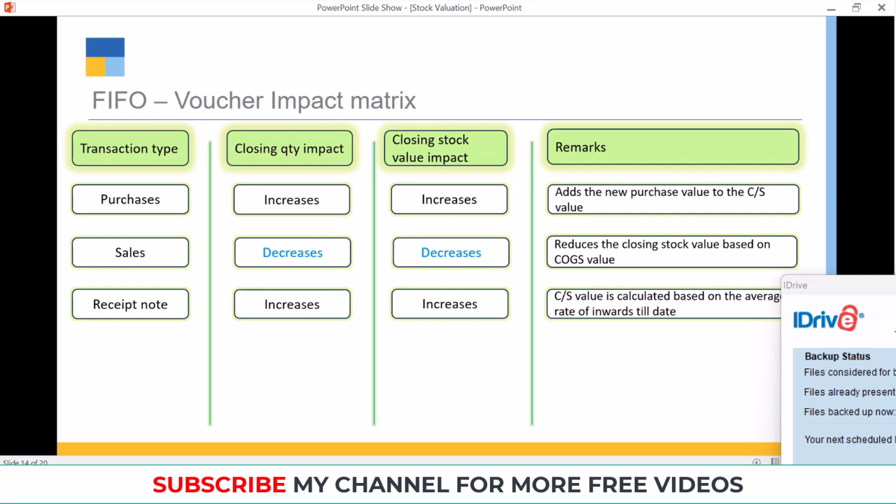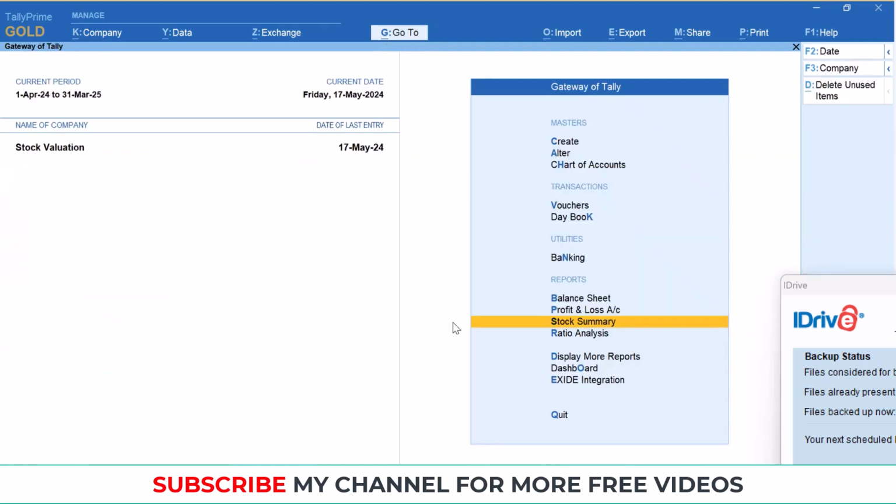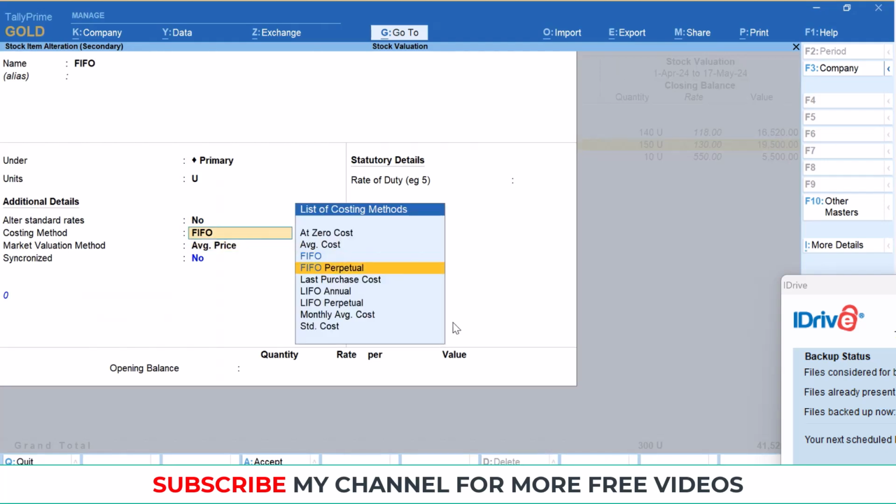Fine. So I have a question here. What is the difference between FIFO and FIFO perpetual? We have an option of FIFO perpetual here. How are these two different? And what could be the effect in the books? I would want the session to be a little interactive, so you can actually unmute and speak.